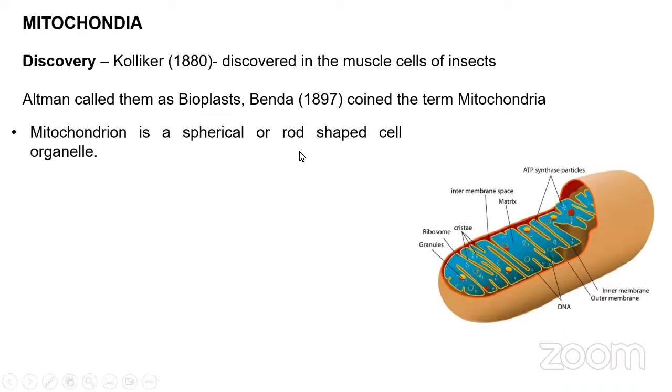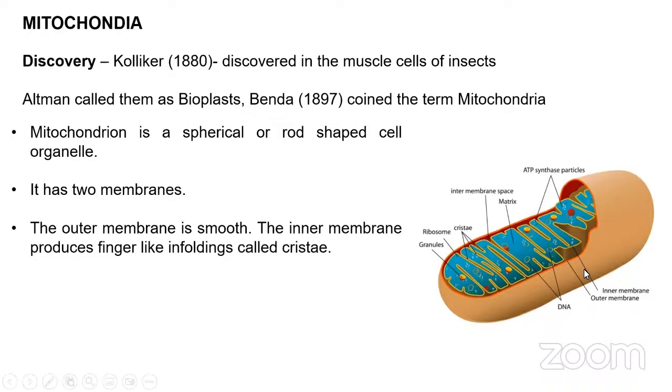Mitochondrion is a spherical or rod shaped cell organelle, as we can see in this figure, and it has two membranes. If you remember, in the first lecture, I gave a mnemonic to remember the organelles which have two membranes. It was NAMAK, where N stands for nucleus, M stands for mitochondria, and K stands for chloroplast. So mitochondria has two membranes, the outer membrane and the inner membrane.